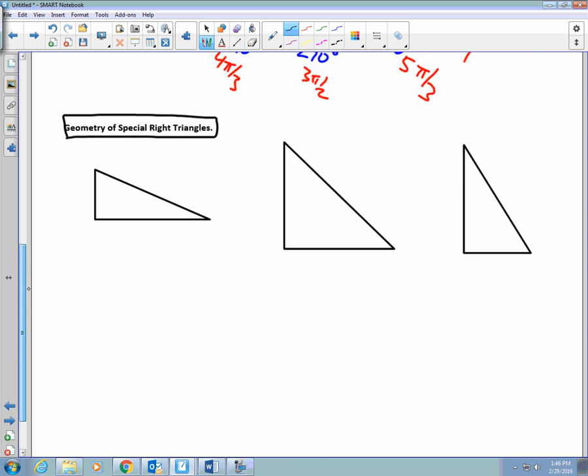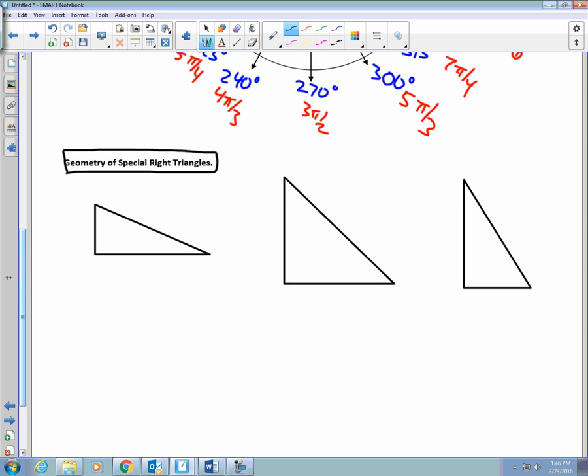This is a little bit of review for you, but there were some special right triangles that you talked about back in geometry. Isosceles is a type of triangle, so is scalene, so is equilateral. But these ones are special right triangles because of angles. The first one I'm going to talk about is 30 degrees, 60 degrees, 90 degrees. Now, all of these will have a right angle because they're right triangles.